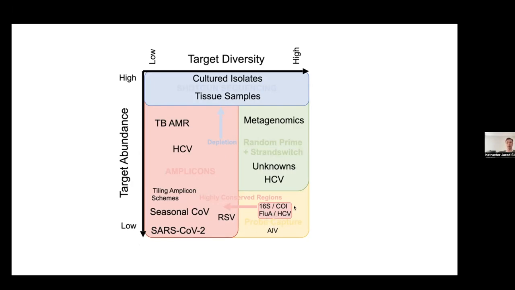Other genomes like flu, where there's a lot of circulating variation, don't work very well with amplicon schemes because you get a lot of dropouts. We'll talk about dropouts a little bit later on. So you may want to do probe capture. And up here, where you have, say, cultured bacterial isolates, you don't need to worry about doing any sort of target enrichment or amplicons or probe capture. You just directly sequence the cultures with shotgun sequencing.